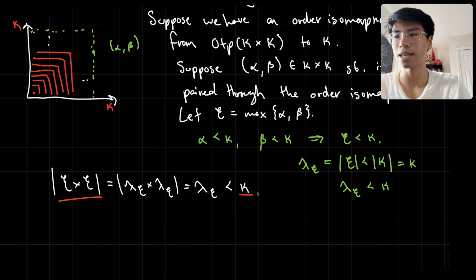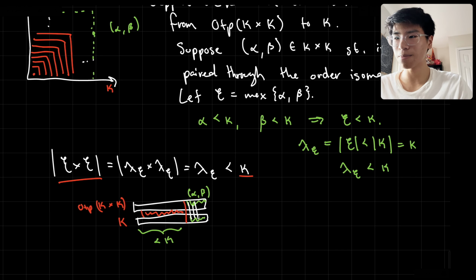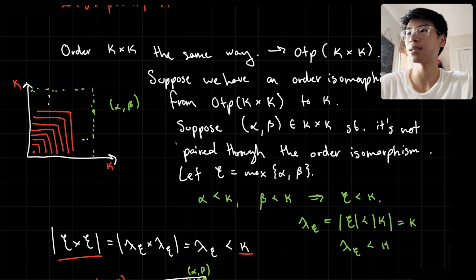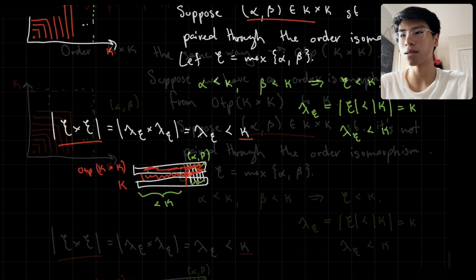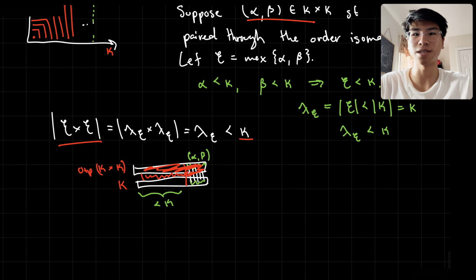This tells us that the number of elements that are paired through the order isomorphism is less than kappa. So this tells us that the order isomorphism not only stops early in the order type of kappa crossed with kappa, but also in kappa. But this simply couldn't occur because the order isomorphism would be able to continue on pairing until one of the sets is gone. It cannot be the case that there are elements left over in both sets. This tells us that our initial supposition that there is some pair alpha beta that is not paired is false. Therefore, all of the order type of kappa crossed with kappa is paired through the order isomorphism.